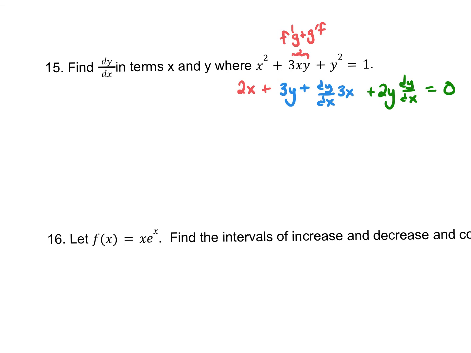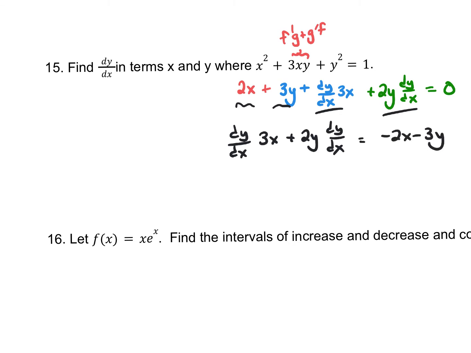So in these kinds of problems, you have a couple of terms that have dy dx, and then a couple that don't. So you want to get everything that doesn't have a dy dx on one side and everything that does on the other side. So I'll keep the things with dy dx on this side, and I'll go ahead and subtract 2x and subtract 3y to the other side. So I'm moving these two terms that don't have the dy dx to the right.